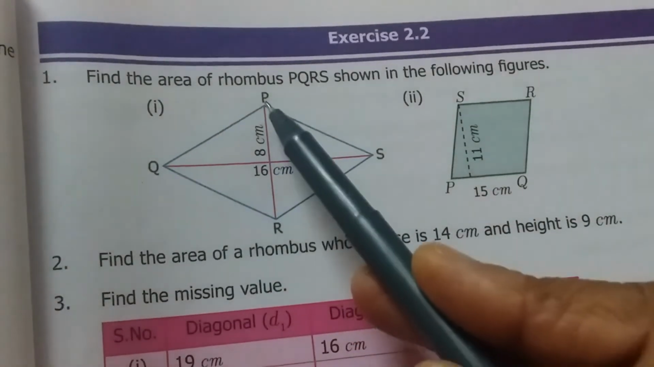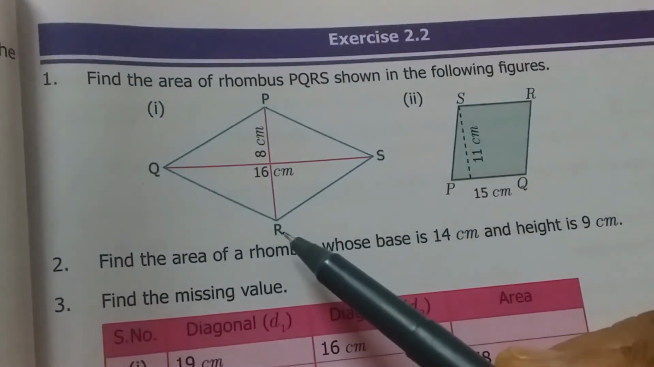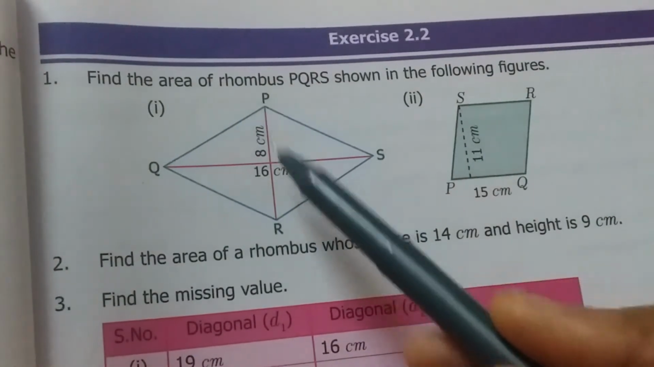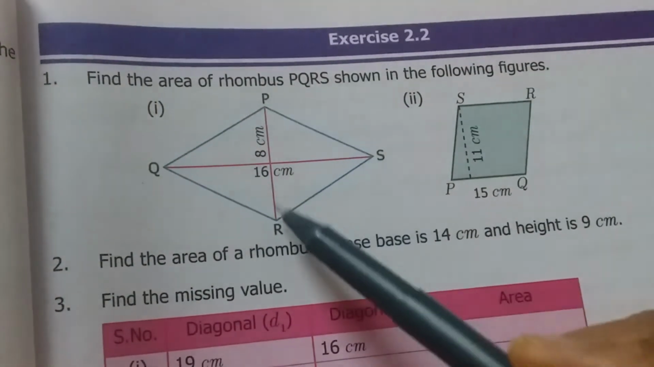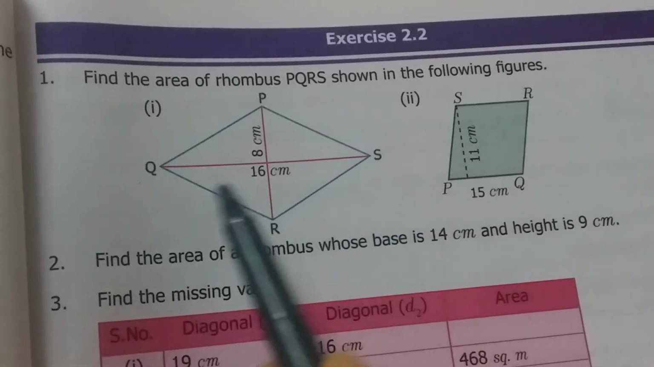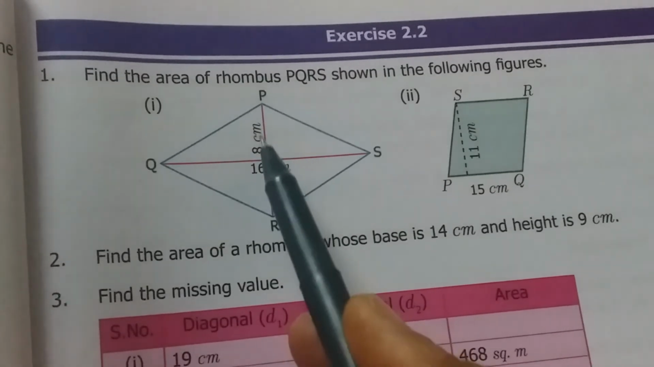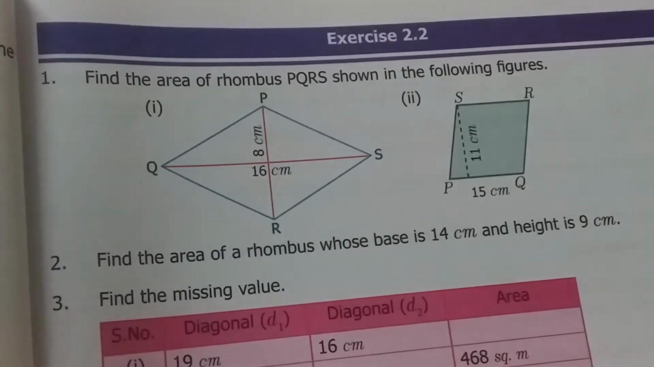Here you are given this is 8 centimeter. This red line is 8 centimeter. What is that? Is it a base or a diagonal? Yes, it is joining the opposite vertices. PR is a diagonal, that is 8 centimeter. QS is another diagonal, which is 16 centimeters. So we are given the measurements of the 2 diagonals D1 and D2.